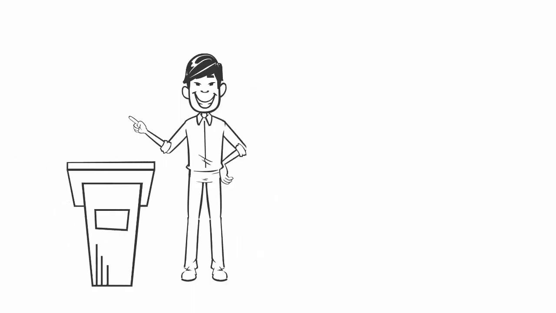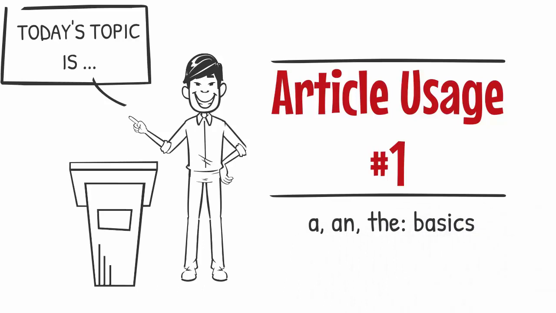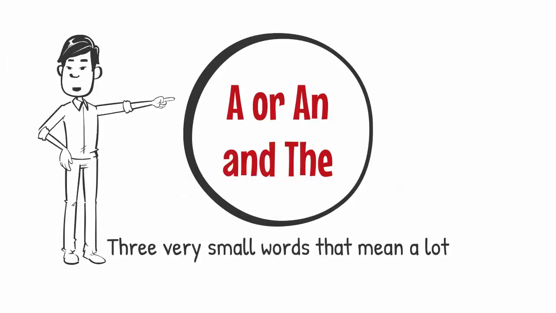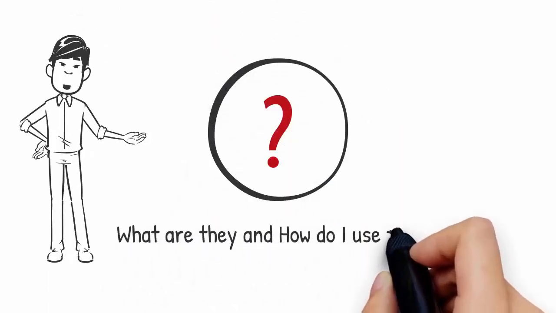Today's topic is article usage. A, an, and the. We're going to go over the basics. Three very small words that mean a lot. Today we'll discuss what they are and how to use them.